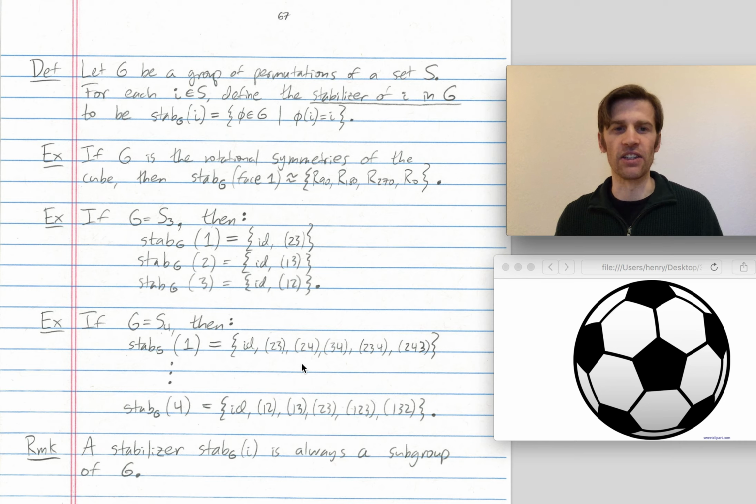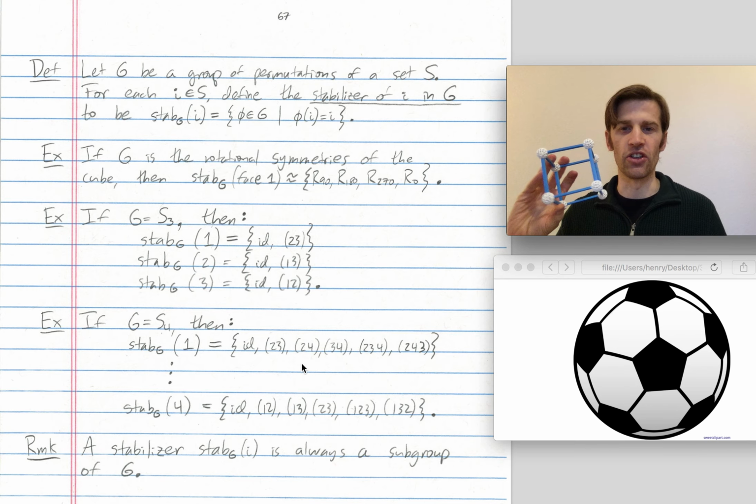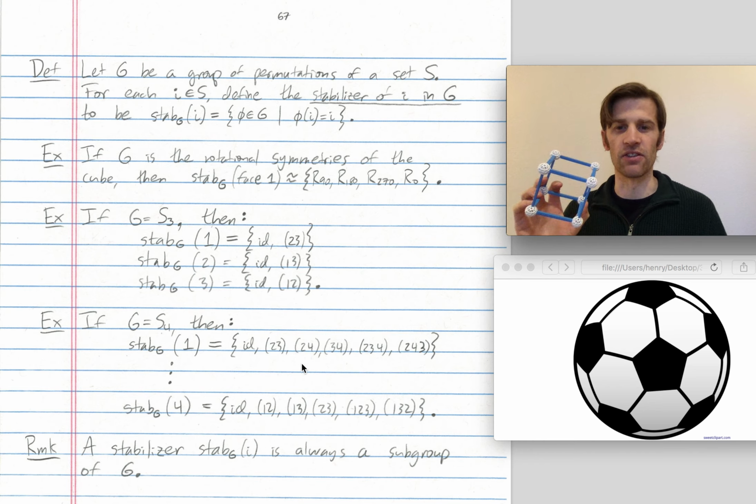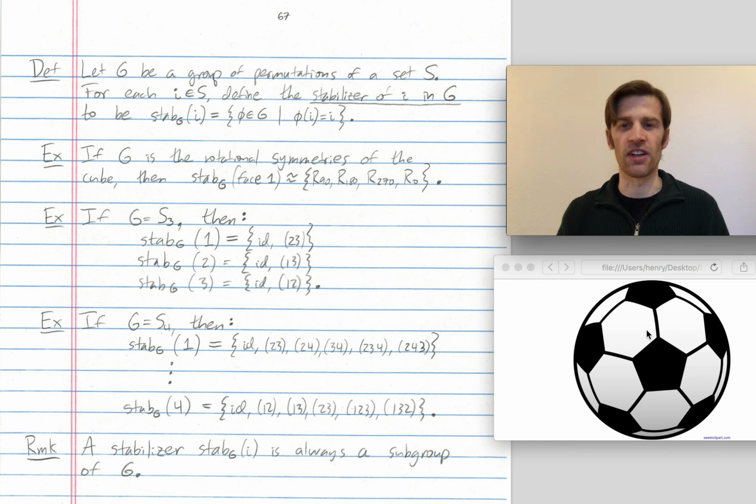So G is a group of permutations of a set S. So for example, G might be the rotational group of the cube, and that can be thought of as a permutation group of the faces of the cube. Or G might be the rotations of the soccer ball, and those can be thought of as permutations of, say, all the pentagonal faces, or instead permutations of all the hexagonal faces.